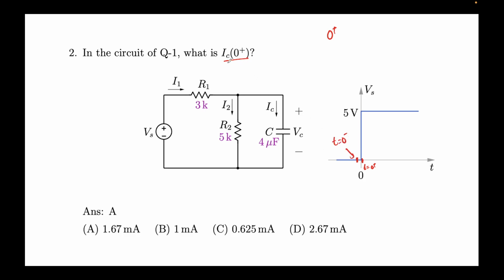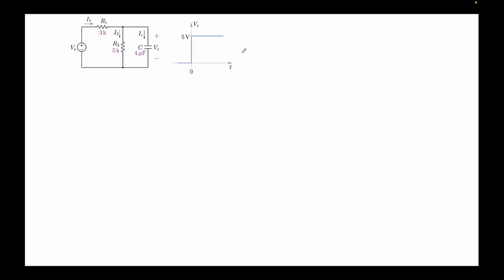You have to be mindful of that, because the values will necessarily not be the same. For instance, if I say Vs at 0 minus, that means the value of Vs just before 0, and you can clearly say it's 0 volts. However, Vs at 0 plus, just after time t equal to 0, is 5 volts. This is the characteristic of a step function, and that's what we are seeing here. So we are required to find IC at time t equal to 0 plus. Let's go ahead and do that.